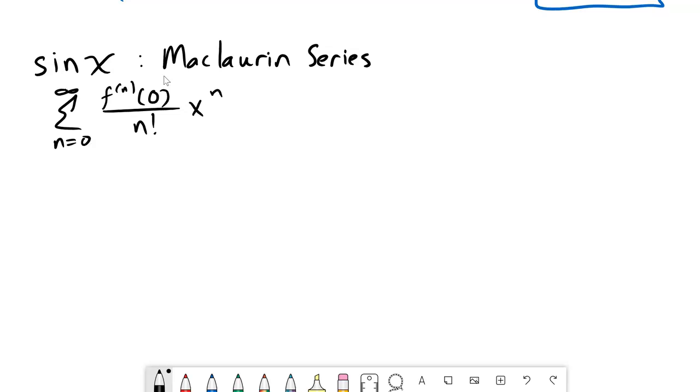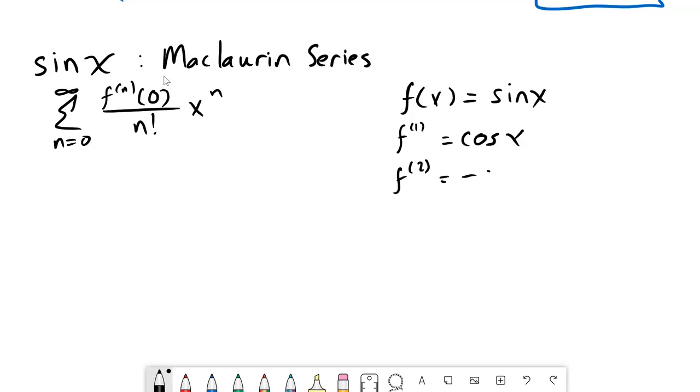Okay, so what is it? The function we're looking at is sine of x, so that's what that f of something is. But now we want to start taking the derivatives. The first derivative is equal to cosine, and the second derivative is equal to negative sine, and then its third derivative is equal to negative cosine. So let me just stop there. We can go on forever if we really wanted to.